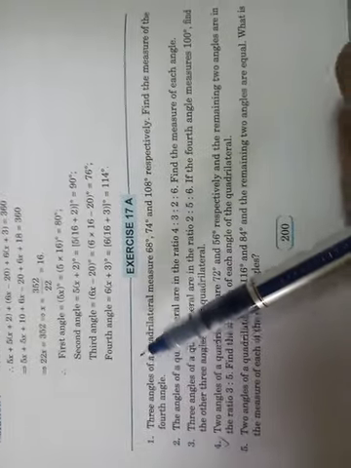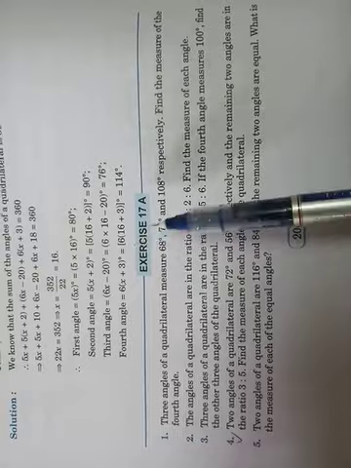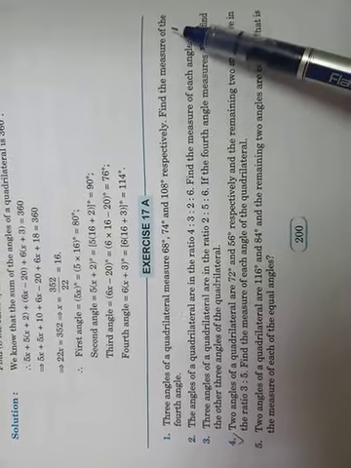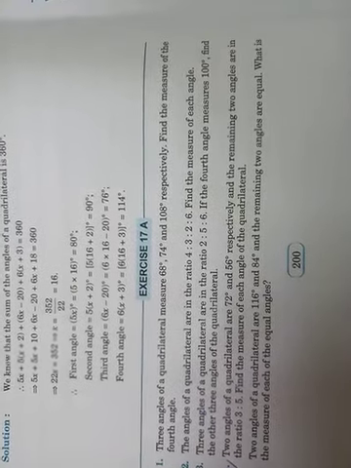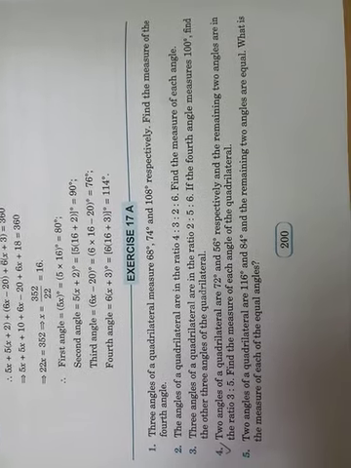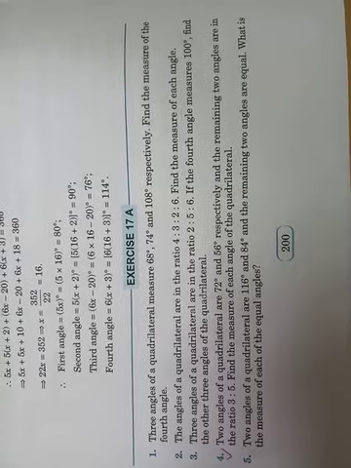We come to exercise 17A, question number 1. The three angles of a quadrilateral are 68, 74 and 108. Find the measure of the fourth angle. So we are going to apply this important rule that the sum of angles of a quadrilateral is 360. As three angles are given, we can find the fourth angle very easily.